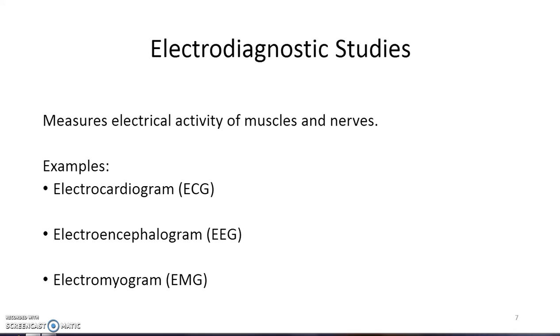Electrodiagnostic studies measure the electrical activity of muscles and nerves to confirm that a structure is functioning normally or identify any malfunction. Electrodiagnostic studies are performed on muscle and nerve tissues. The electrocardiogram examines the electrical activity of the heart to detect irregularities of the heartbeat. The electroencephalogram records brain activity, and the electromyogram evaluates the electrical activity of muscle while at rest and when contracting.